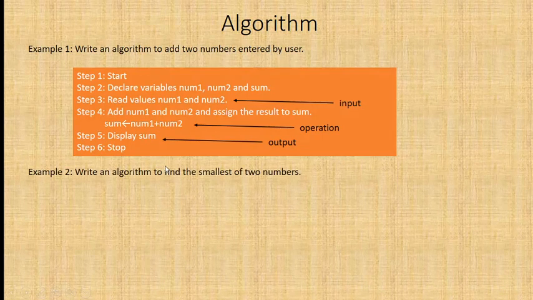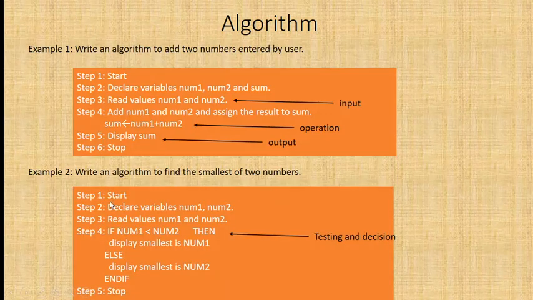Okay, so example number 2. For example, we want to write an algorithm to find the smallest of two numbers. So it is still the same as in example 1. We have two inputs, and the output is the smallest number between these two numbers. First we start and declare our variables, same as before, and then we read the values num1 and num2.